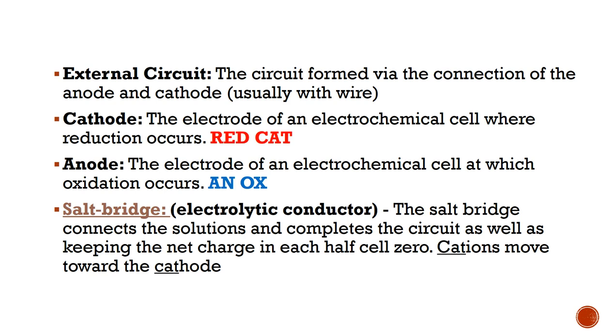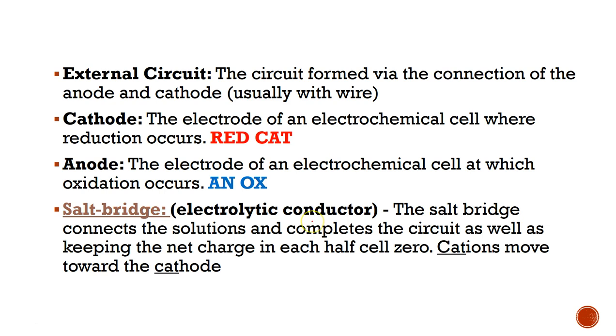Okay, remember we had oil rig: oxidation is loss, reduction is gain. Now we have red cat and an ox. Reduction always occurs at the cathode, and oxidation always occurs at the anode. That is a rule. There's no exceptions to that one. Reduction always occurs at the cathode, and oxidation always occurs at the anode.